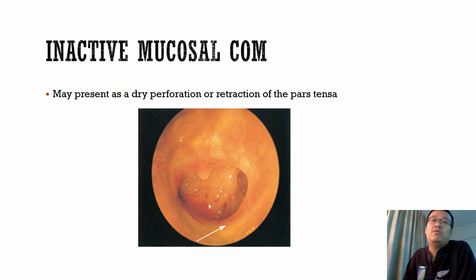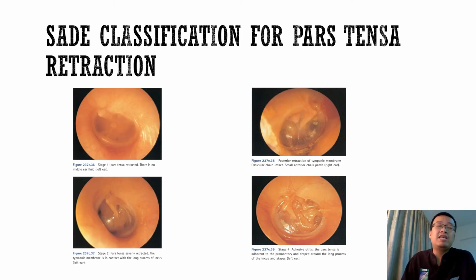So let's start with the first one: inactive mucosal chronic otitis media. Now, it presents at the pars tensa region, either as a dry perforation. Like this, you can see that it's almost a subtotal perforation. You can see the middle ear mucosa, or a retraction of the pars tensa itself with no perforation. When we talk about pars tensa retraction, we can divide them by the Sade classification. Stage 1, you can see that there is mild retraction.